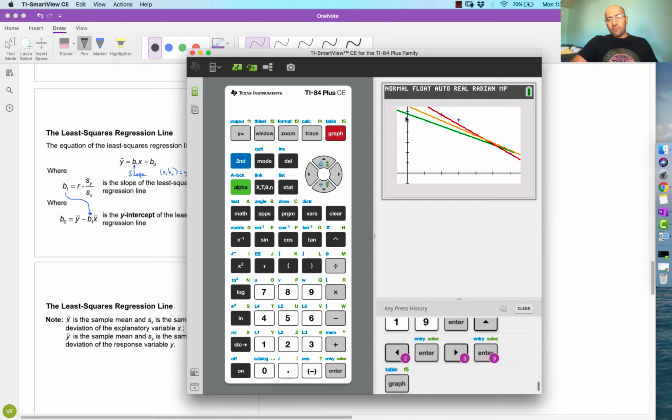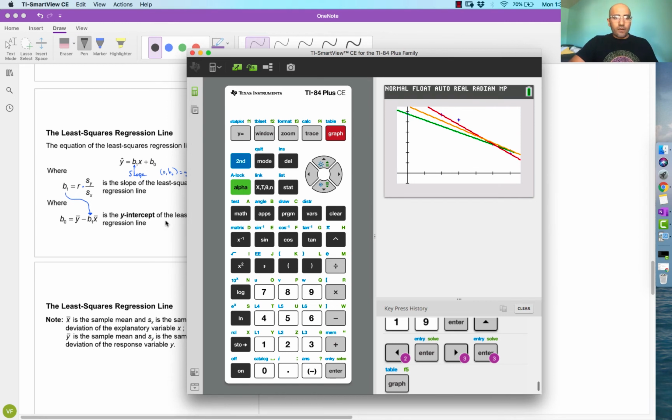Okay, so the green one was a perfectly good guess. The red one was a perfectly good guess. But one way to grade them, to see which one does a better job, is to find all the residuals, square all the residuals, add them together, and the line that produces the smallest sum of square residuals. That would be one way to judge that that's the best fit line. And the orange one is the one that's going to do that. Okay?